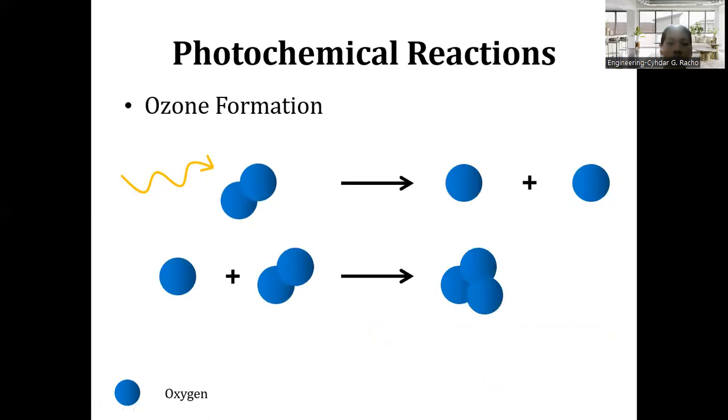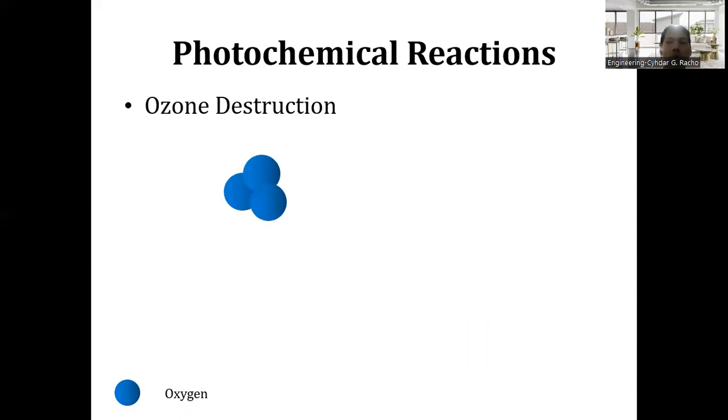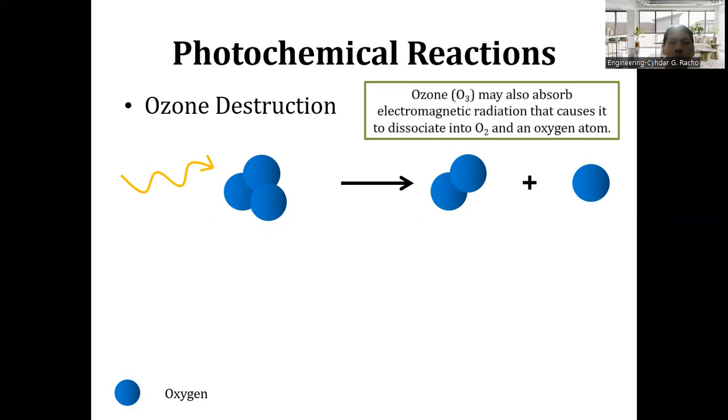Of course, when there is ozone formation, there is also ozone destruction happening. When the electromagnetic radiation comes in contact with the ozone, or your O3, it dissociates into O2, free diatomic oxygen, and monatomic oxygen. So the O3 may also absorb electromagnetic radiation that causes it to dissociate into O2 and an oxygen atom.